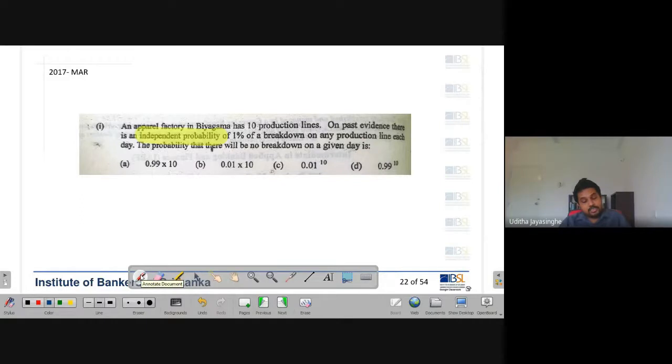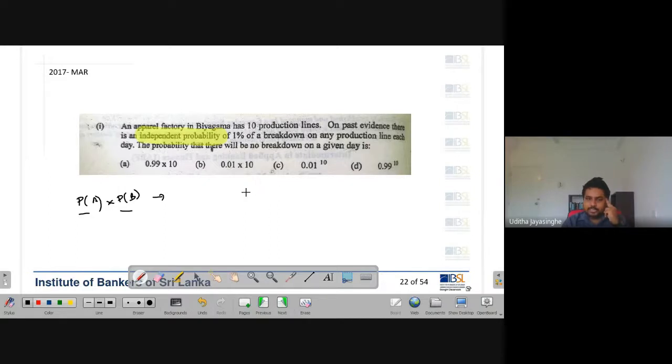What is being suggested by that is that these 10 machines are going to be independent from one another. There is a 1% chance of breakdown on any production line each day. The probability that there will be no breakdown on a given day is for 10 machines. If it is independent, now we know we can multiply PA and PB and calculate the joint probability.